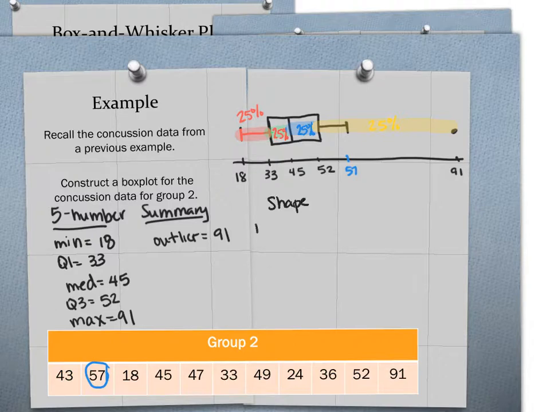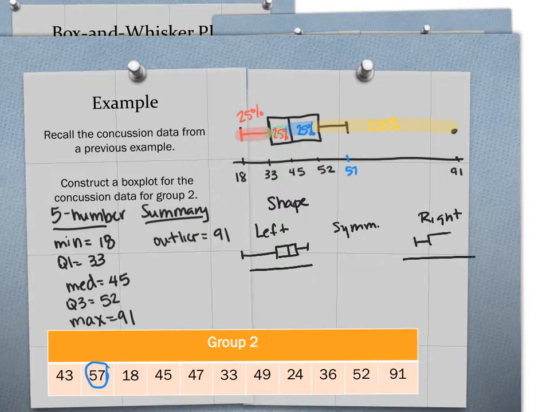Your 3 shapes are: it can be left skewed, symmetric, or right skewed. When you talk about a left skewed distribution for a box plot, what that means is that the whisker on the left will be longer than the whisker on the right. And when you talk about a right skewed distribution, the whisker on the right will be longer than the whisker on the left. And when you talk about a symmetric distribution, your whiskers will be about the same on both sides.